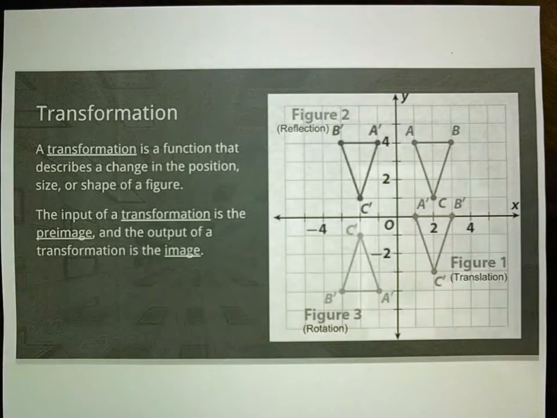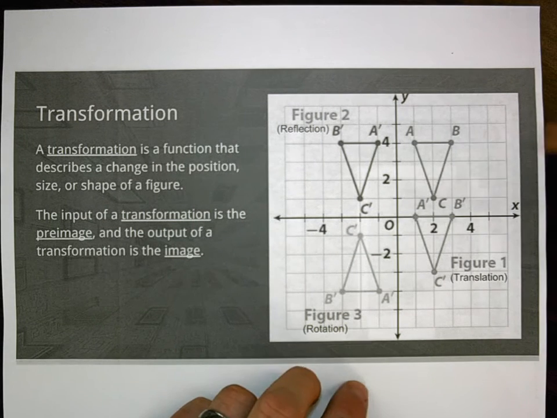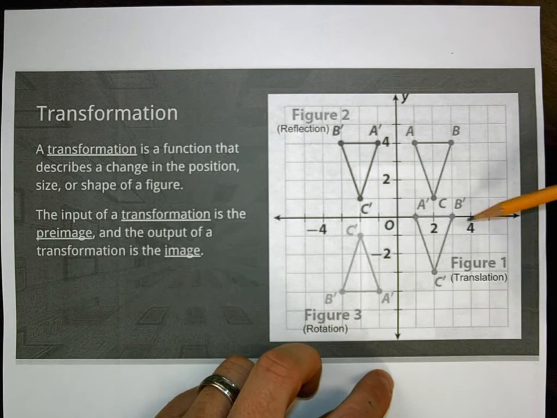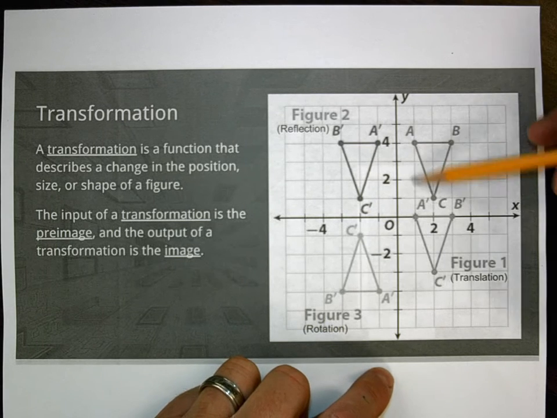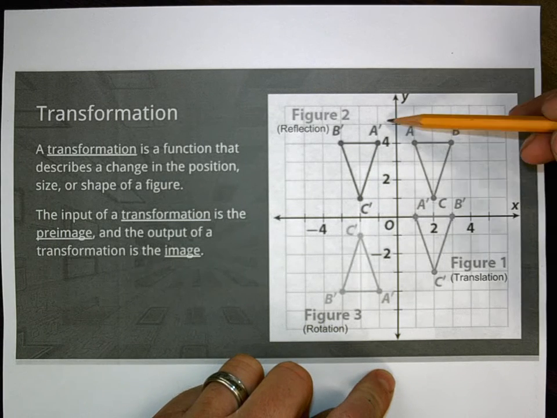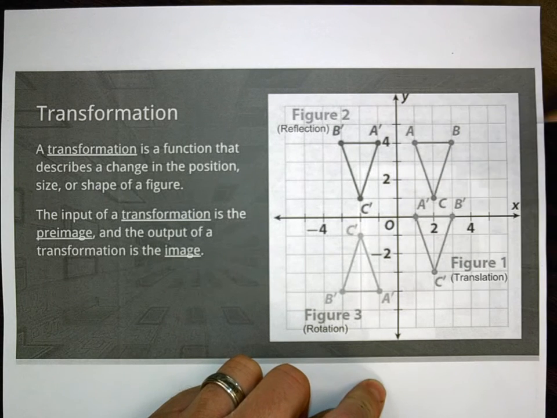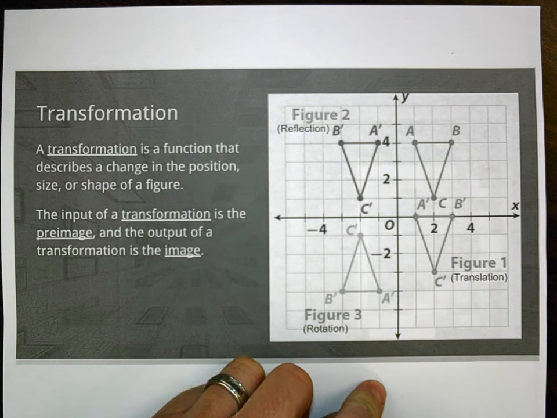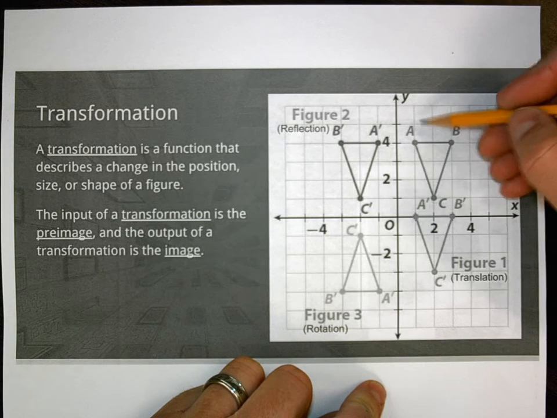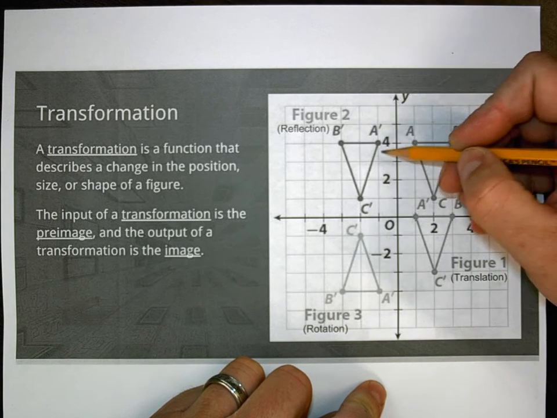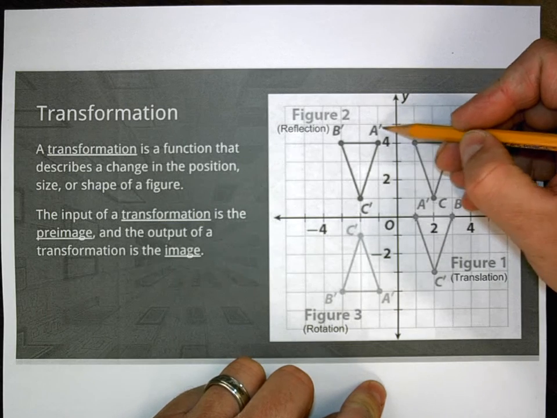A transformation is us transforming an image. Here we've got a bunch of images. The first one is the pre-image because it doesn't have the little hyphen marks on it. So the pre-image is without hyphen marks, and that's how we tell it. A transformation is a function that describes a change in the position, size, or shape of a figure. The input of a transformation is the pre-image, and the output is the image, and we indicate that with little hyphens.